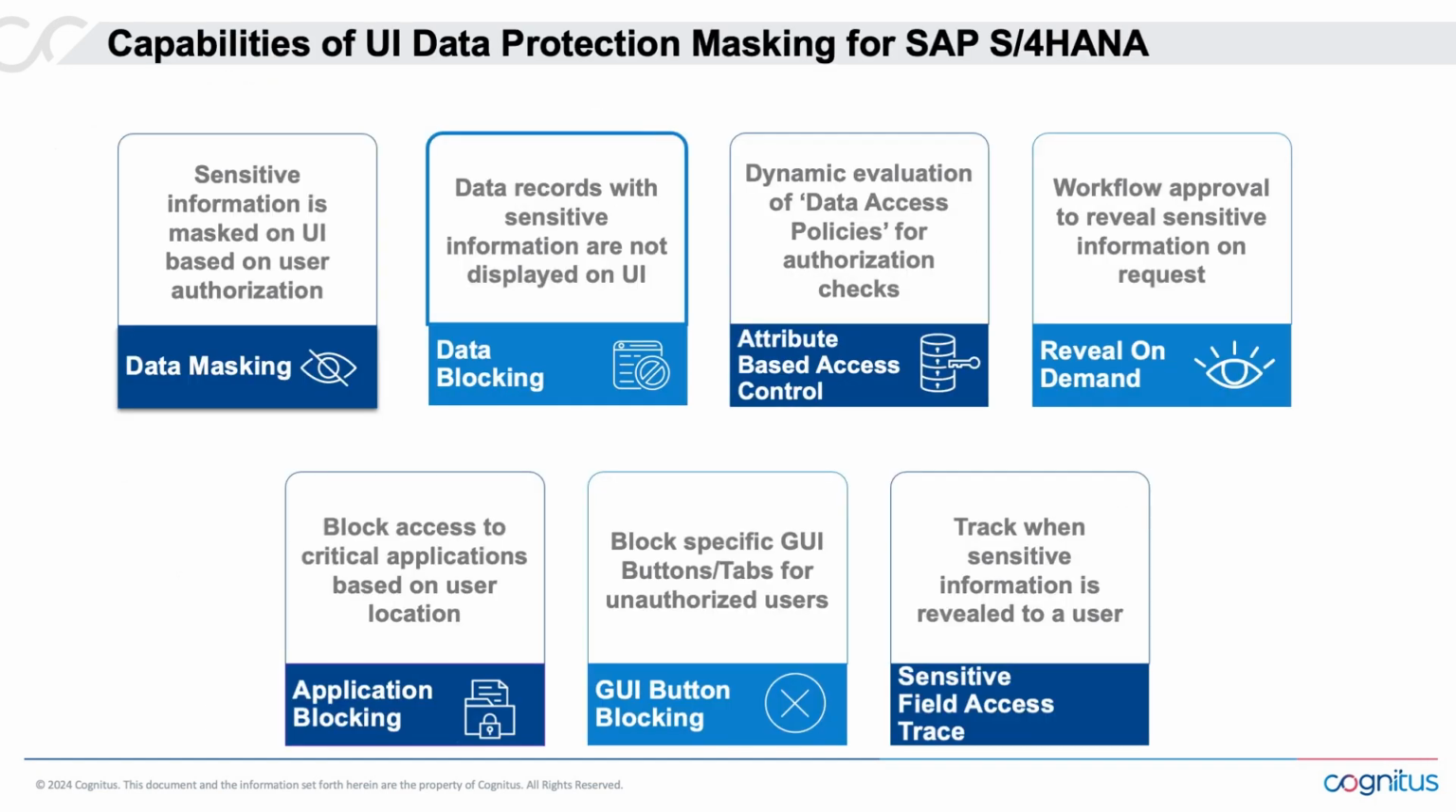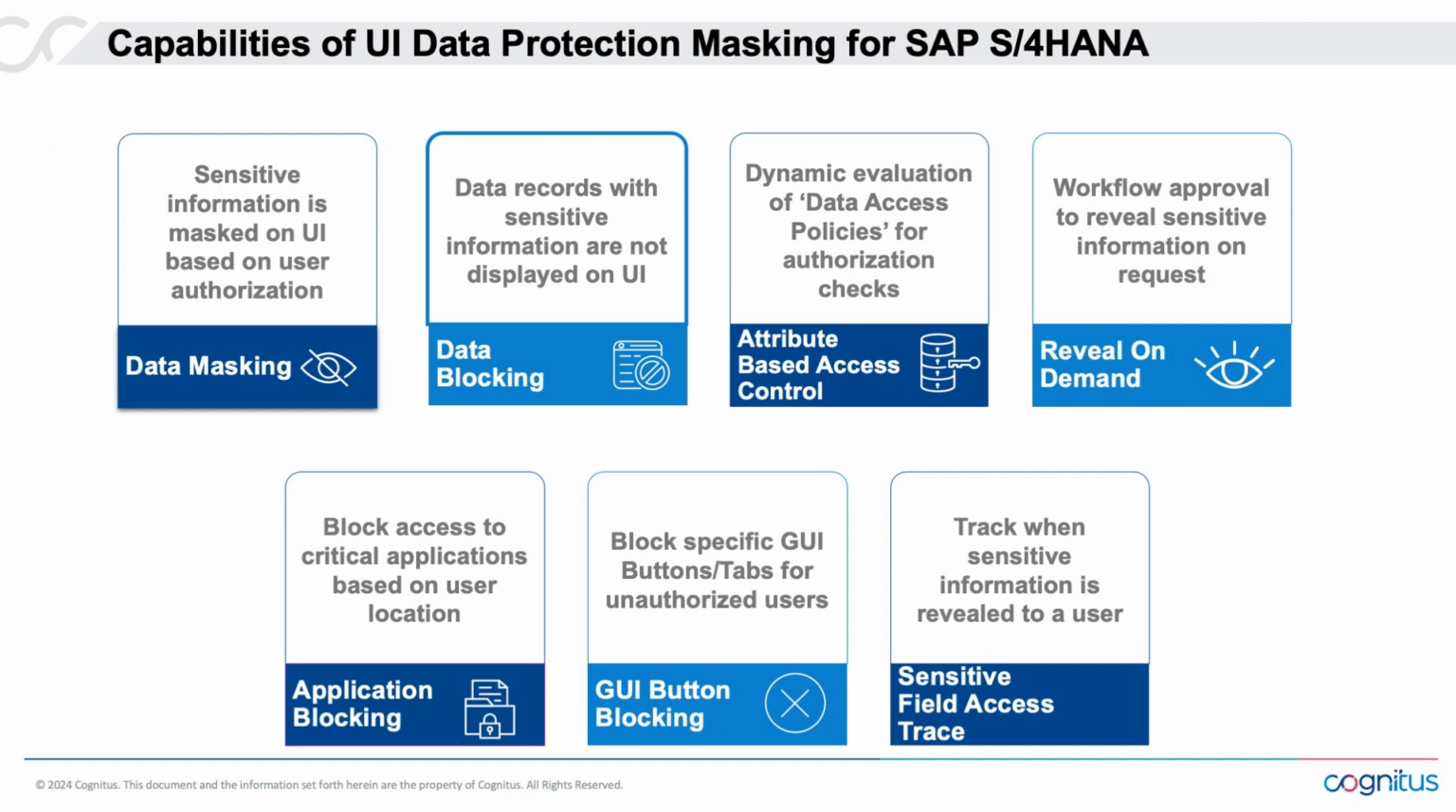Now, there is a whole array of additional features that come along with the solution to protect sensitive data. And here's an overview of the key features. The first one is data masking. So as we have talked about it earlier, sensitive information is masked at the UI layer based on user authorization.